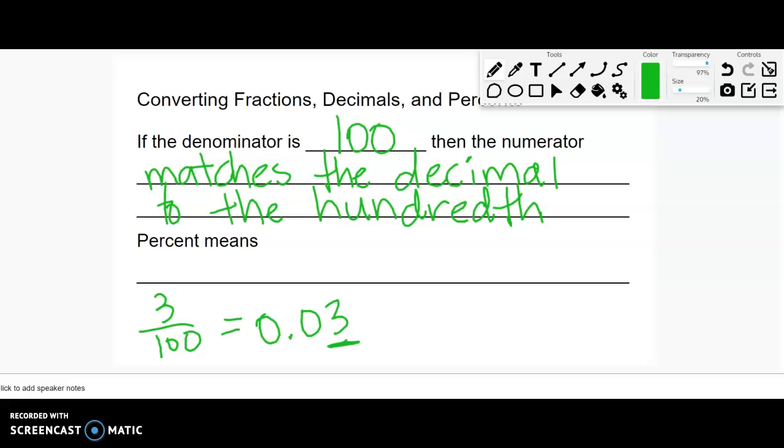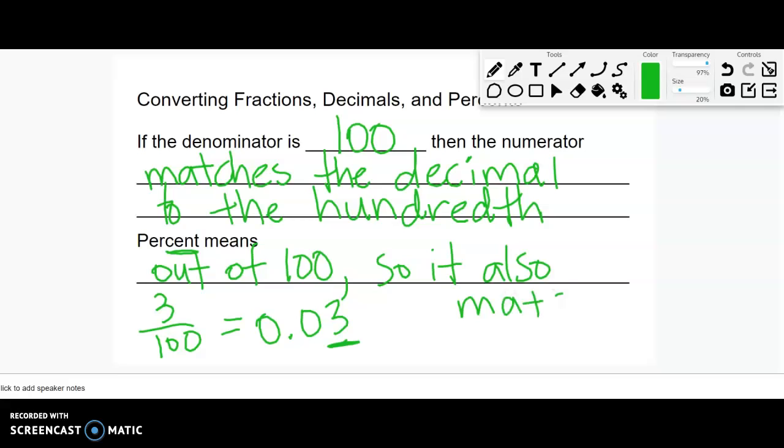Percent means out of 100. Cent, like there are 100 cents or a century or a centipede, all has to do with being per 100 or out of 100. So it also matches the numerator and the decimal.